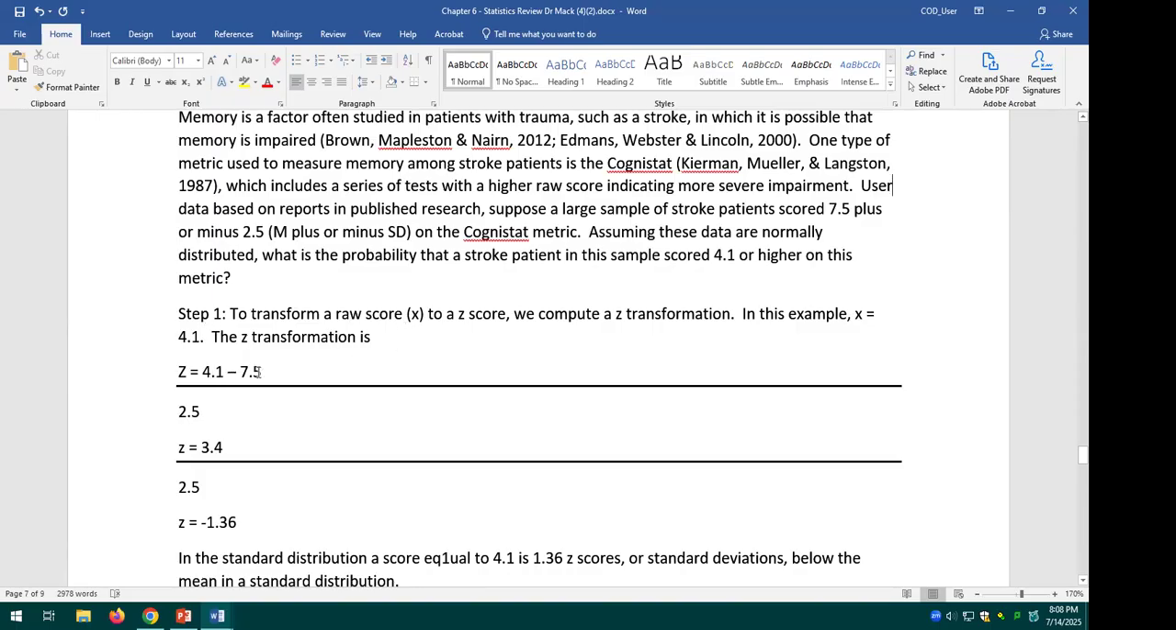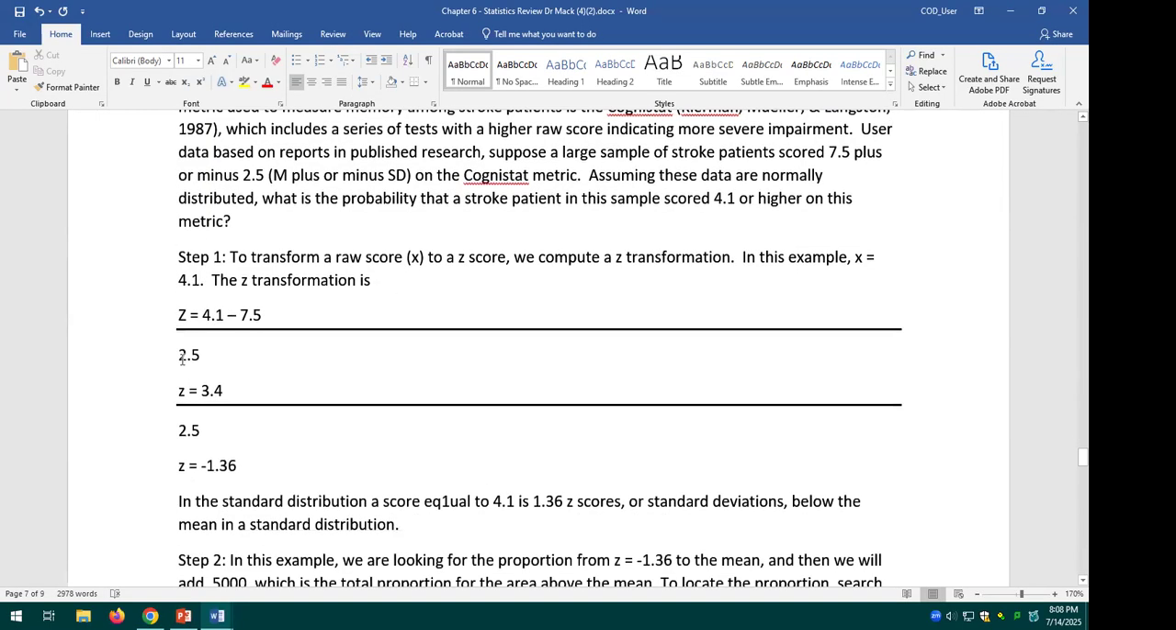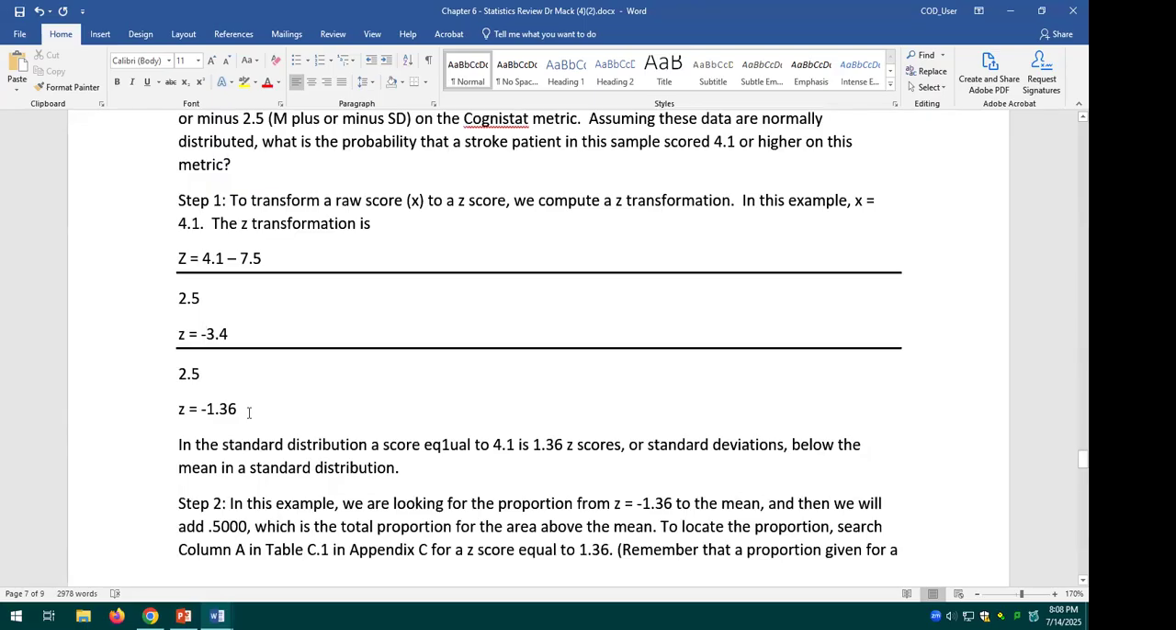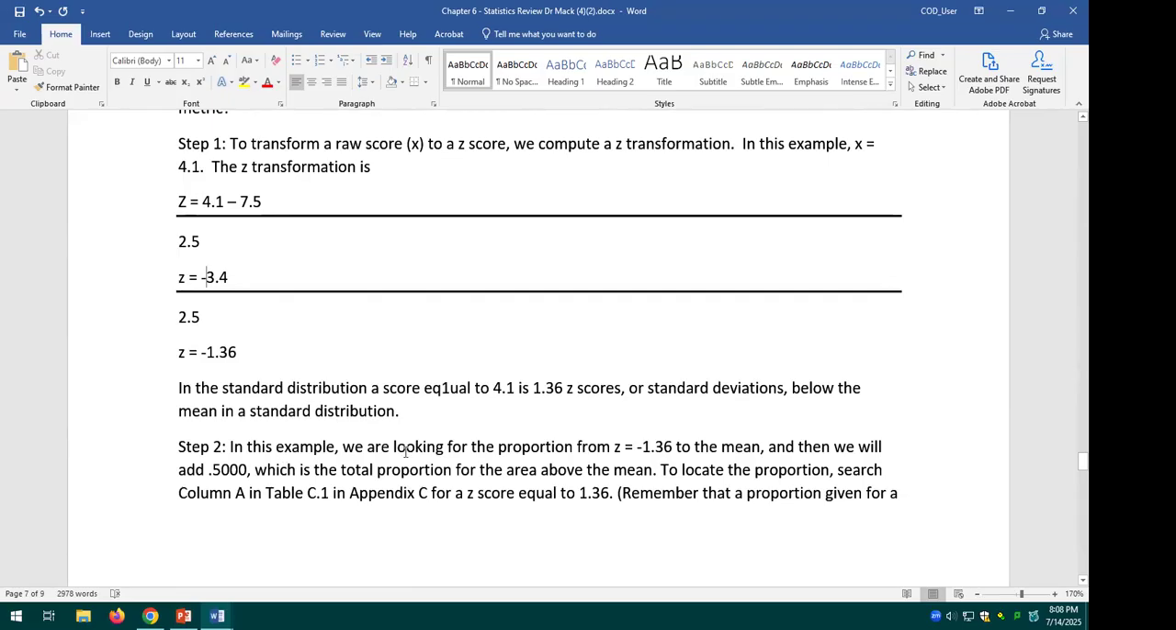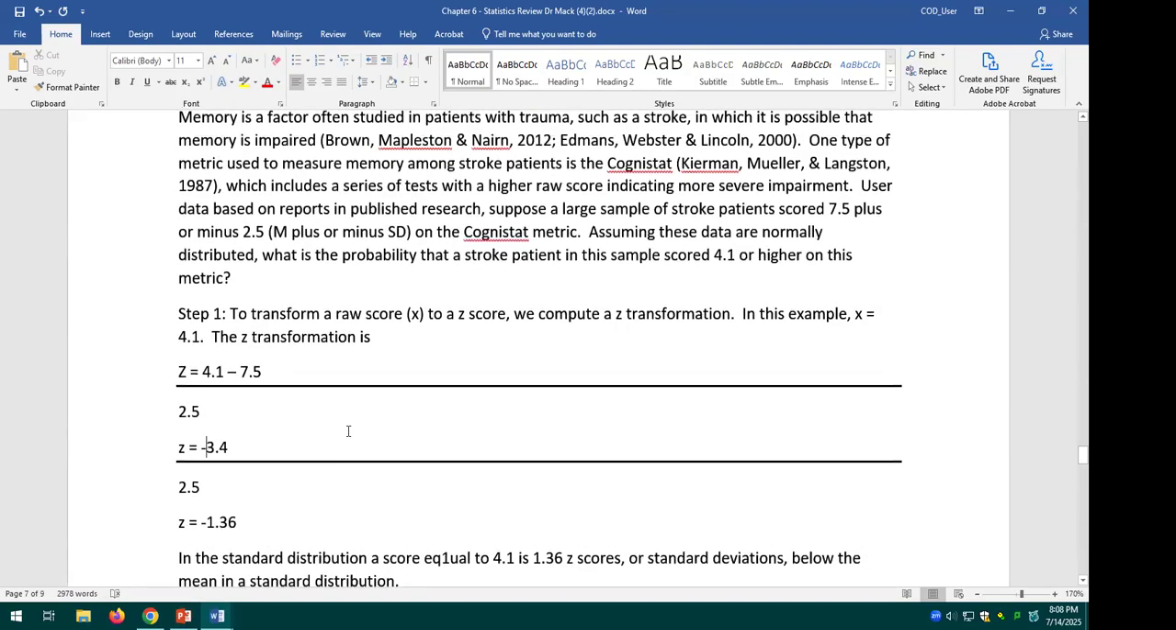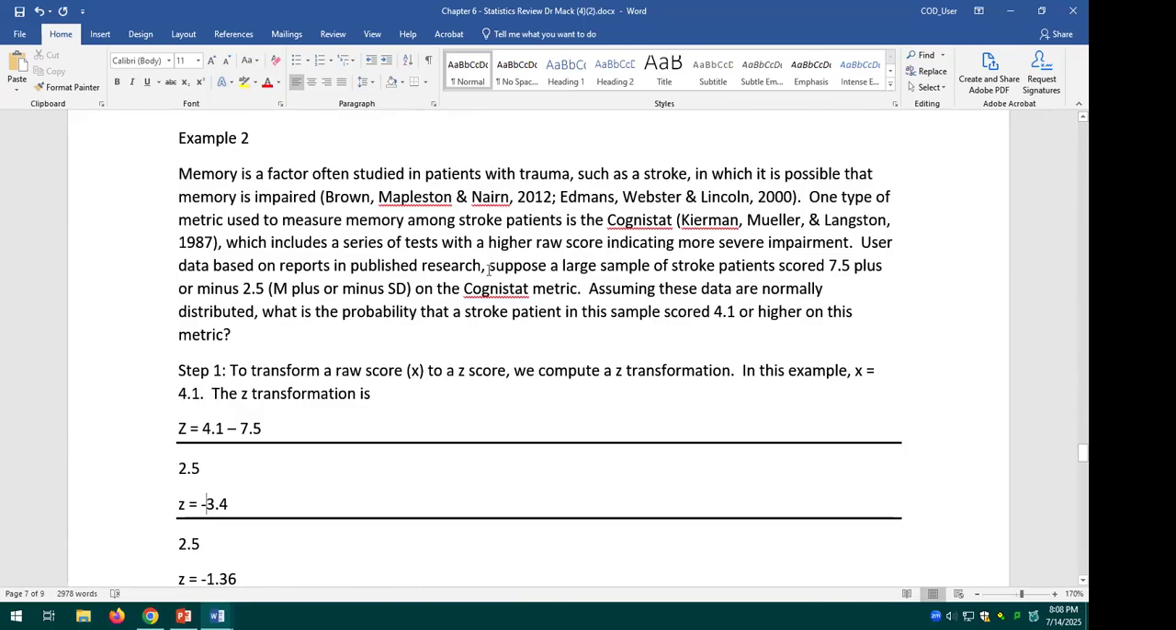So 4.1 minus 7, X minus M, divided by 2.5, standard deviation, negative 3.4 divided by 2.5. This is going to be a negative because 4.1 minus 7, that's where that came from. So we get a negative 1.36 for a Z-score. So we're going to look this up, but we're going to add 0.5 because of our verbiage here. Because if you go back and look at what we're asking, or higher, not less than, that's our cue. That's why we're going to add the 0.5000 back to it. That's how you know.